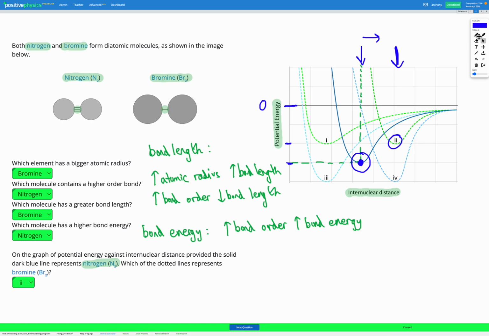So the two things we're looking at here are our bond length. If it has a greater bond length, it's going to be shifted to the right. On the other hand, if it has a smaller bond length, it's going to be shifted to the left. Then we have the bond energy. If it has a greater bond energy, it's going to come down lower on the graph. That's going to be to a greater value of energy. On the other hand, if it has a smaller bond energy, then the peak of the graph is going to end up in a higher location on the graph, showing a lower value for our potential energy and therefore a lower bond energy.